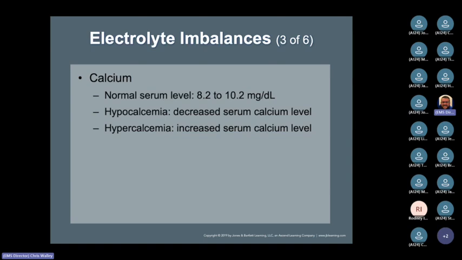Hypocalcemia is a decreased serum calcium level caused by decreased calcium intake or absorption and increased calcium loss. You have some endocrine disorders that create that calcium loss, and sepsis or infection. Hypercalcemia is an increased serum level caused by increased calcium intake and absorption, again endocrine disorders, and neoplasms.